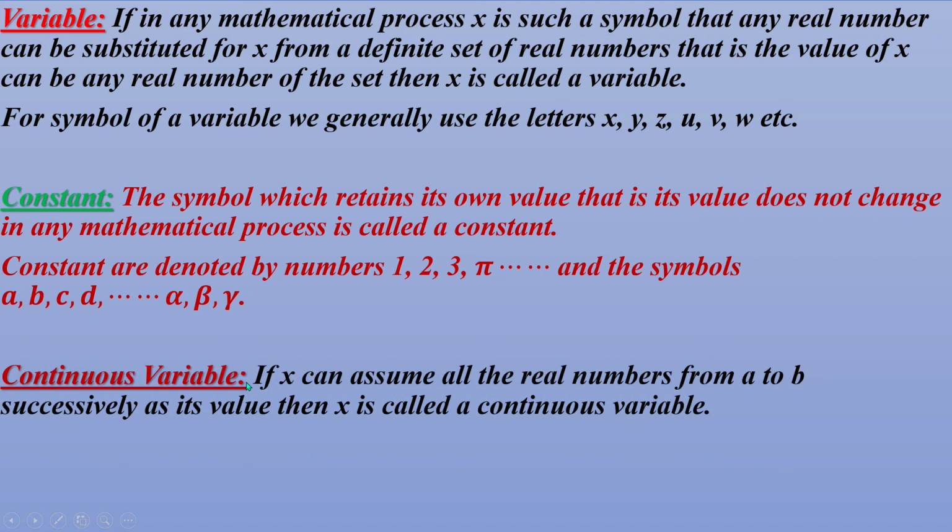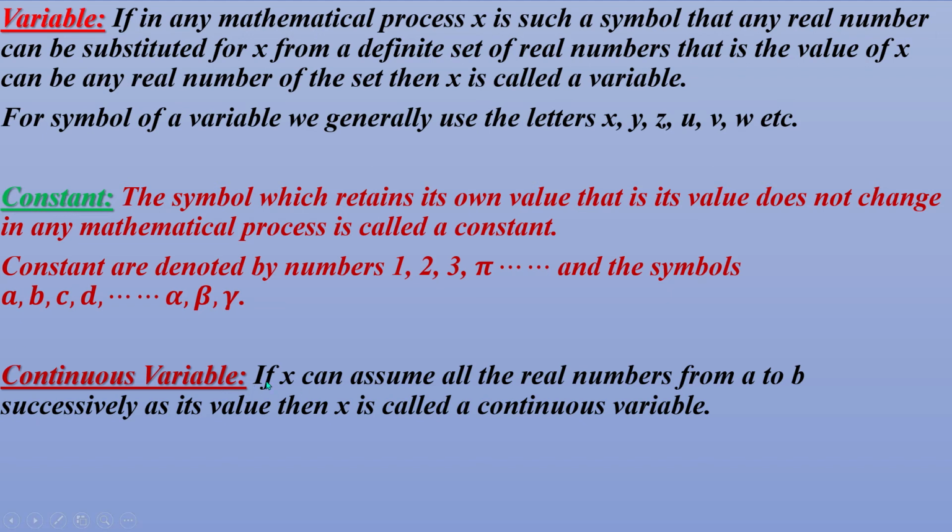Continuous variable. Continuous means there is no gap. The values of x, for example, when we start from 1 up to 7, we can take 1, we can take 1.1, 1.2, 1.3, and between 1 and 2 we can use also irrational numbers. That means there is no gap.